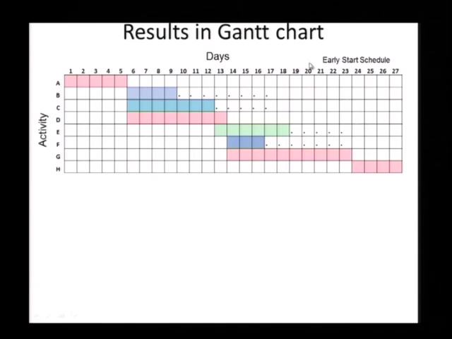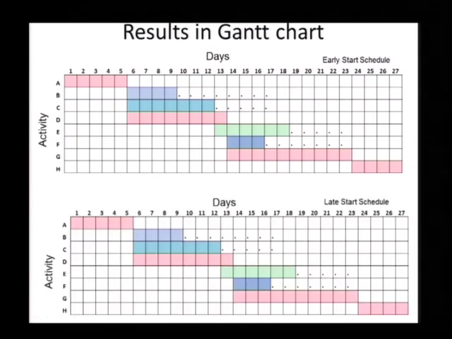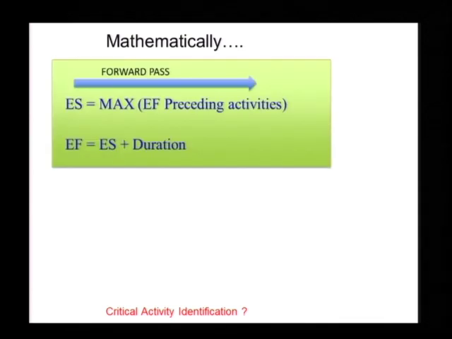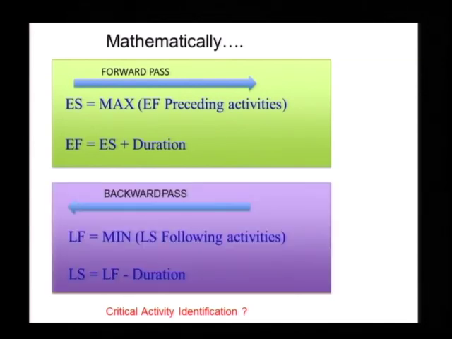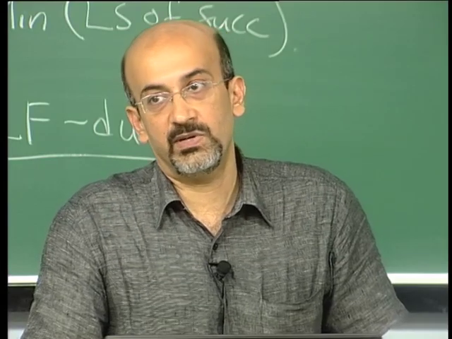Okay, so now here is the early start schedule of this project, and here is the late start schedule. Yeah, so we discussed this also. We had the forward pass. We discussed these two formulae. We also discussed the backward pass, and we right now identified critical activities because the networks were simple and we were able to easily see which activities were critical.